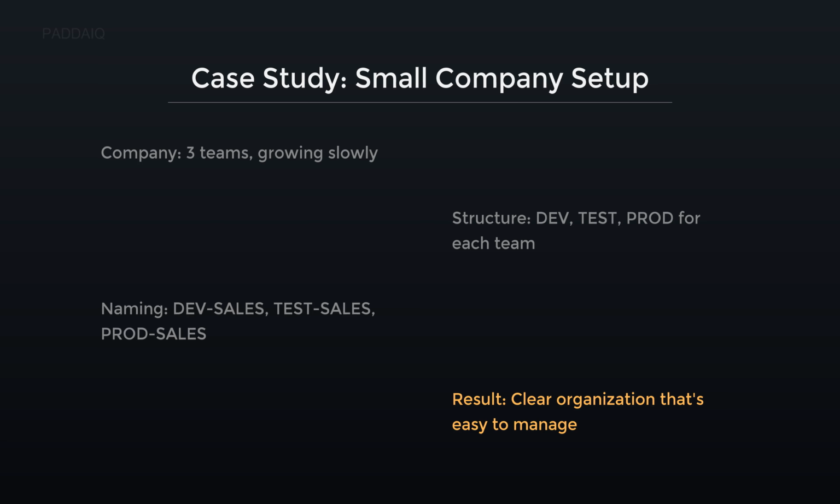Result: clear organization that's easy to manage. This means your SAP systems have logical structure with proper user access controls. For example, a retail company could separate finance, sales, and warehouse teams into distinct areas with appropriate permissions. This straightforward setup reduces complexity while maintaining security across your business operations.